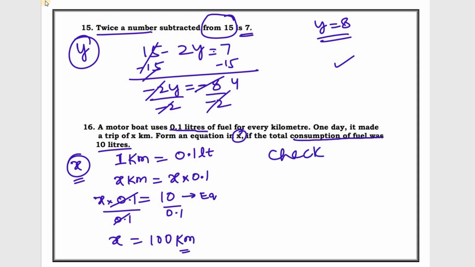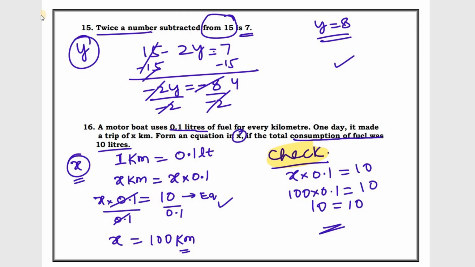Let me check this. Let's place it in the given equation, that is x times 0.1 is equal to 10. So x is 100, and 100 times 0.1 is equal to 10. 10 is equal to 10, hence verified.